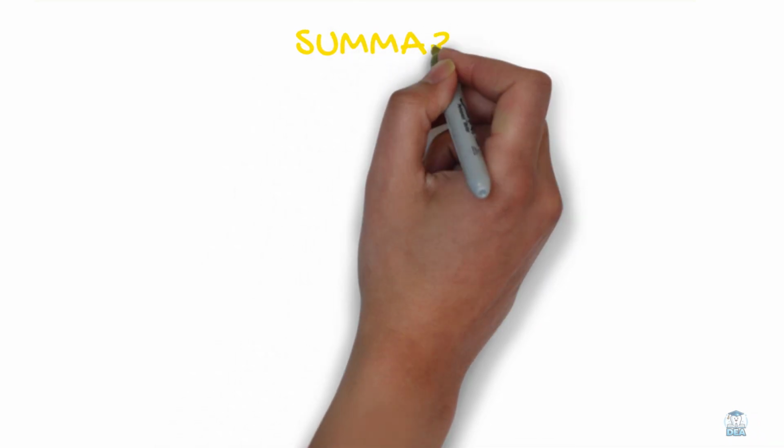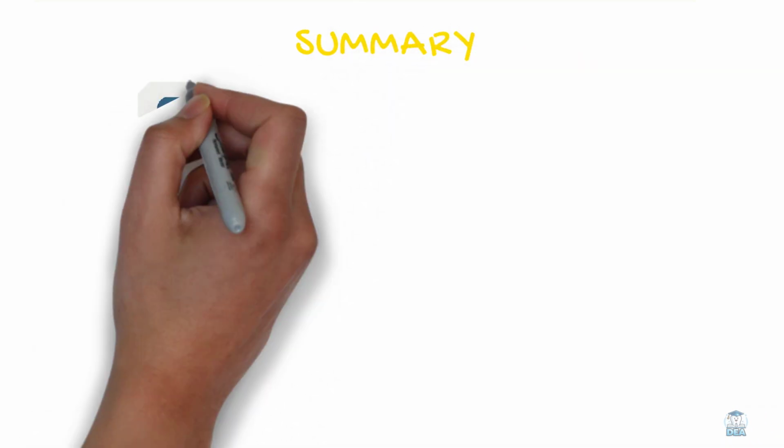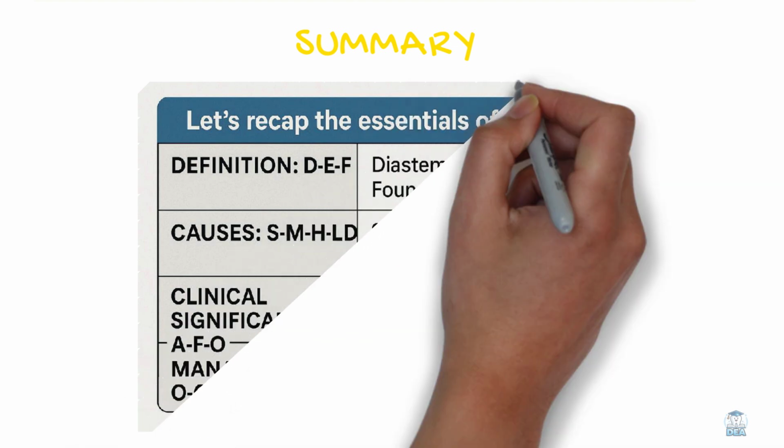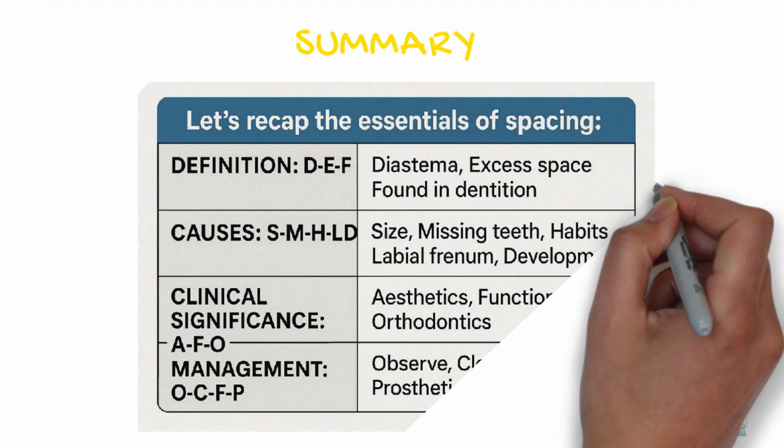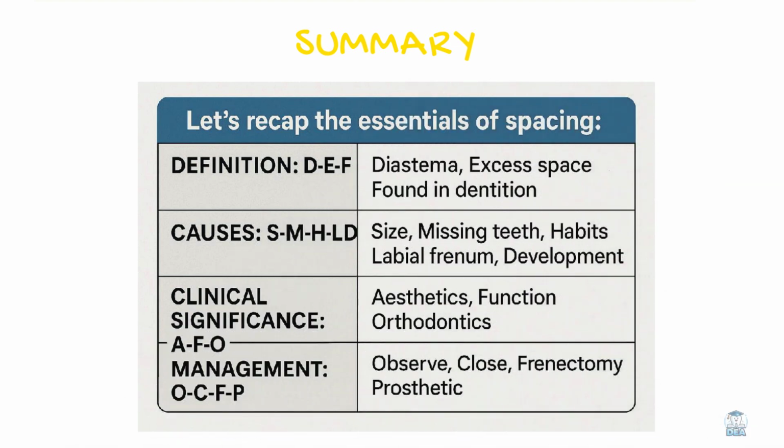To summarize, spacing essentials are: definition, DEF: diastema, excess space, found in dentition. Causes, SMHLD: size, missing teeth, habits, labial frenum, development. Clinical significance, AFO: aesthetics, function, orthodontics. Management, OCFP: observe, close, frenectomy, prosthetic.